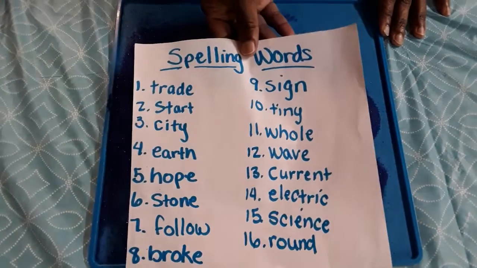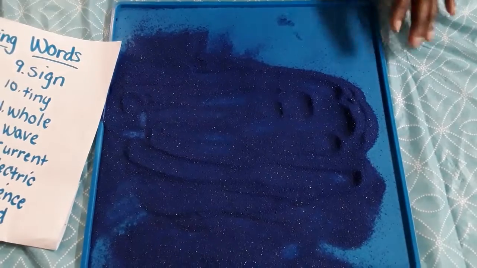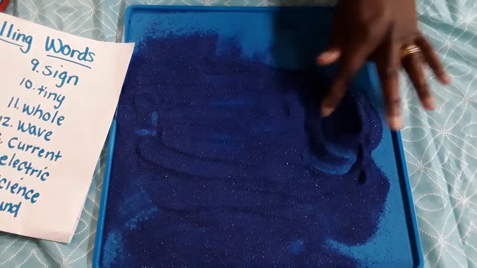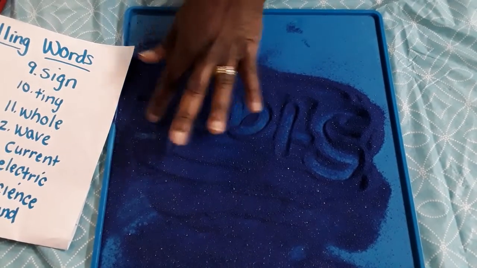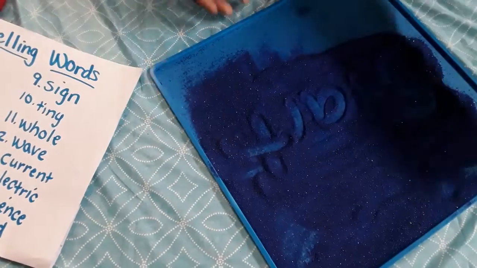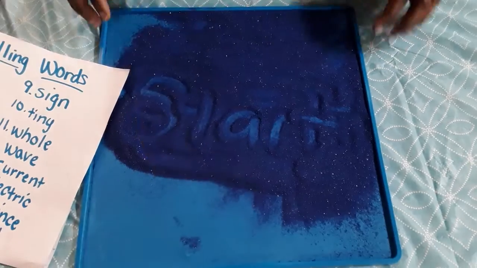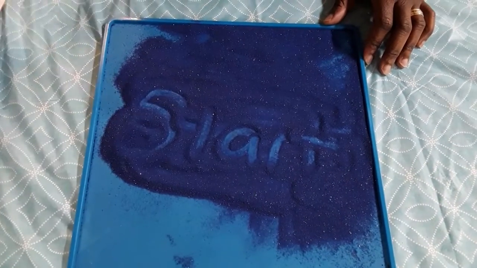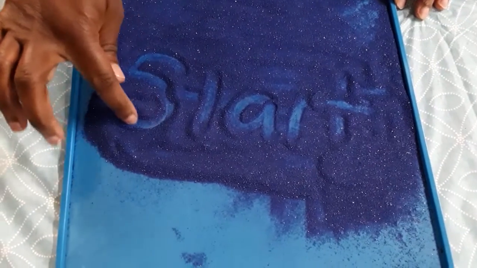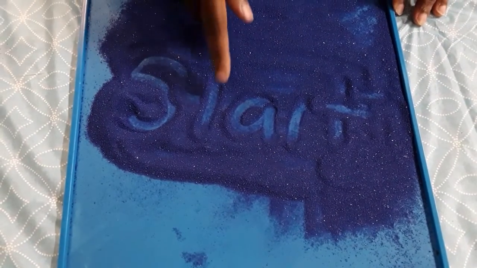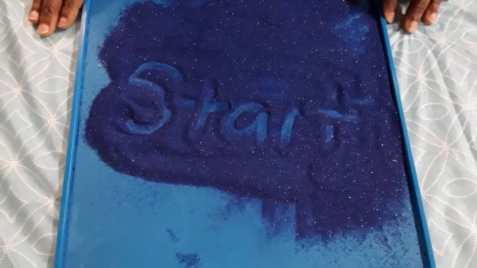Our second word is start, and we're going to write it again. Write it on here. S-T-A-R-T. Once the child gets done writing that word, then you as the instructor will check to make sure that you can basically see the letters. They may not be the clearest, but you can at least see that the child attempted to make the word.